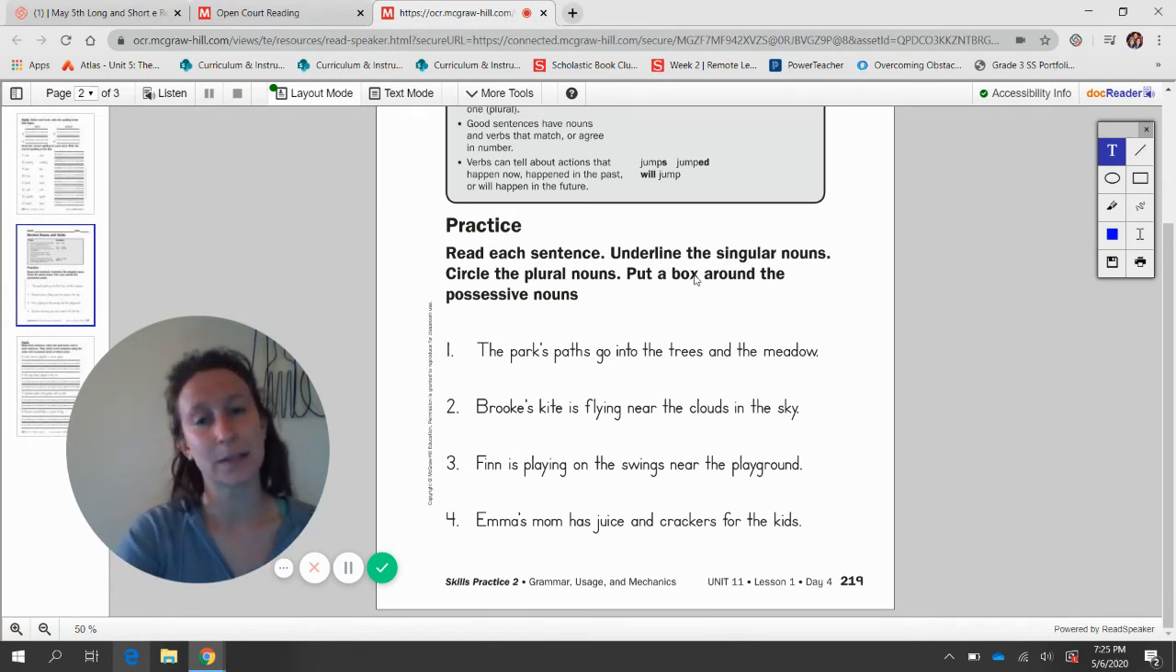Now, the last thing it wants us to do is underline the singular nouns. Well, let's see. The park's paths go into the trees and the meadow. Well, the only singular noun I see is meadow. Meadow is a place. It's like a grassy area, and you're going to underline it. So put a line under the word meadow. So you should have a box around park's, a circle around paths, a circle around trees, and an underline under meadow. Okay? All right, line 2.